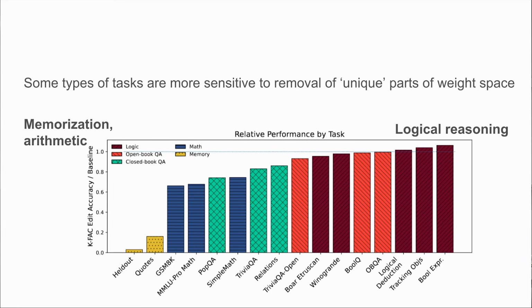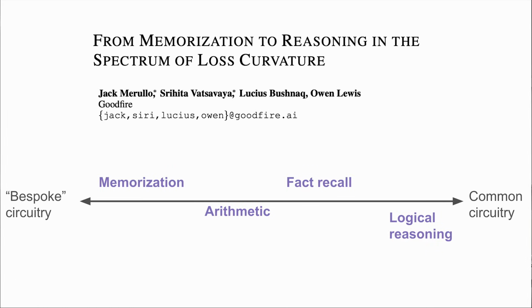And so we can find behaviorally, if we were to edit out these unique weights, things that are not used most of the time, you can see a nice gradient where logical reasoning tasks use this shared structure a lot, and memorization, so verbatim memorization from the pre-training data, and arithmetic tend to take more of a hit when you remove these. So these are using, to some extent, weights in the model that are not leveraging these shared structures. So we draw this as a spectrum from common circuitry.